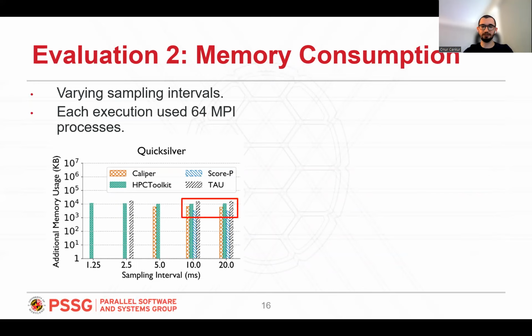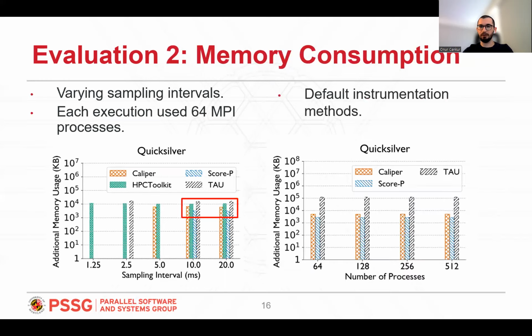Here, we can say that the difference between tools in memory consumption is not significant, and they are close to each other. But we can see that Tau consumes more memory than others, and Scorpio consumes the least amount of memory. And if we use default instrumentation methods, we see a similar pattern. Tau consumes more memory, and Scorpio consumes the least amount of memory.